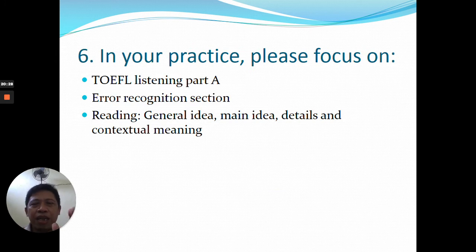Now, what is important is in your practice. What should you do in your practice? You need to focus on listening Part A, the error recognition section, and in your reading, general idea, main idea, details, and contextual meaning. General ideas are important for you, and I think it is the easiest part of your practice.